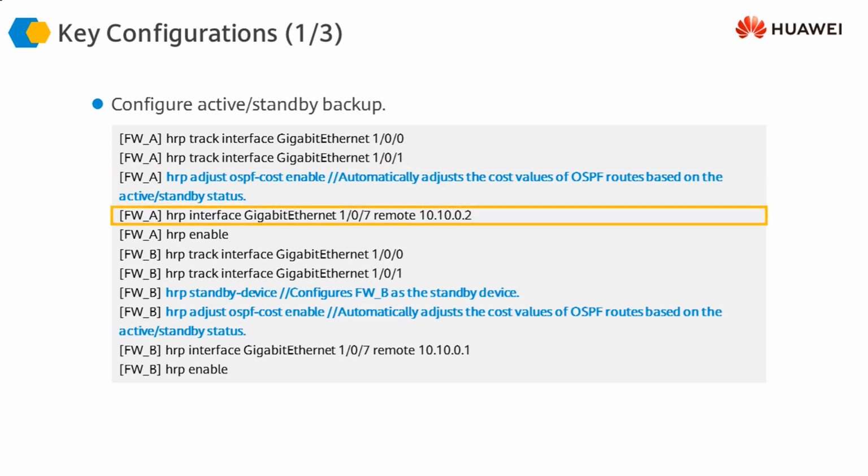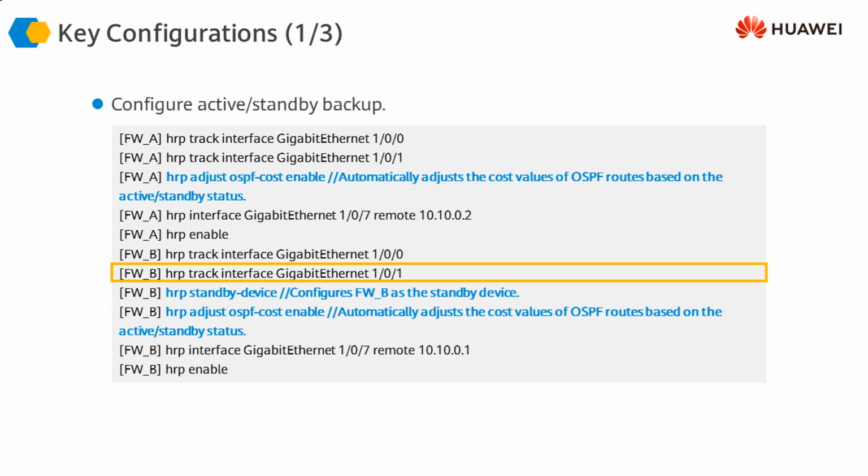And then we configure the HRP interface, which is GigabitEthernet 1/0/7. This is the heartbeat interface, which is being used for exchanging the HRP updates, or HRP configuration and session information, between the firewalls. Then we enable HRP on the firewall. Then we configure HRP track interface. This is for firewall B.